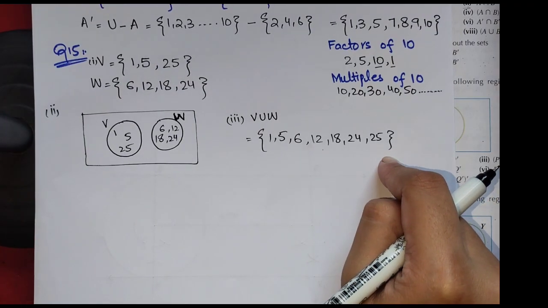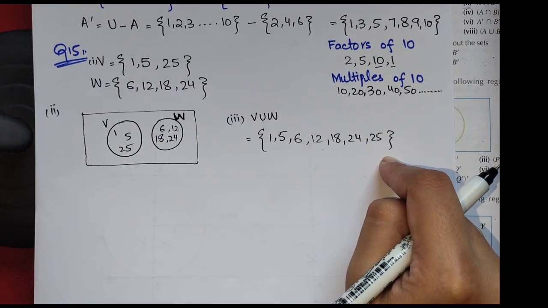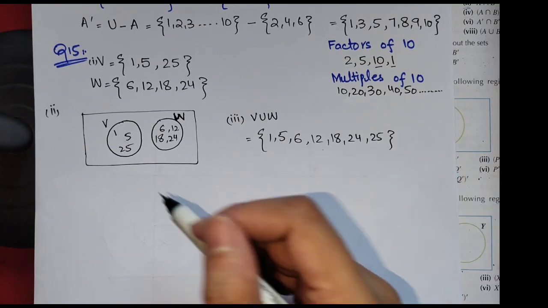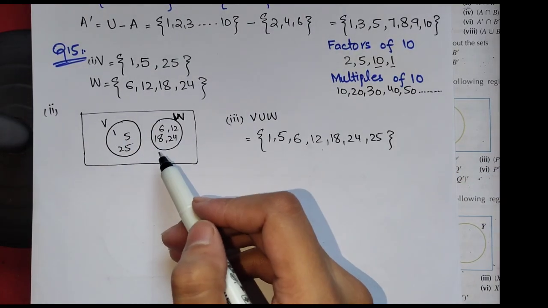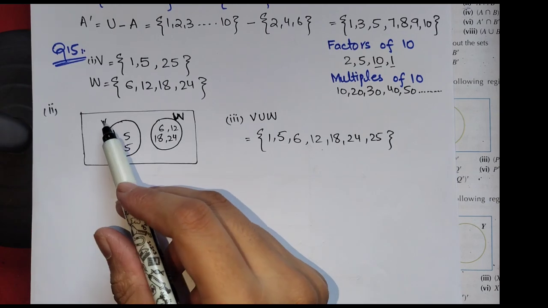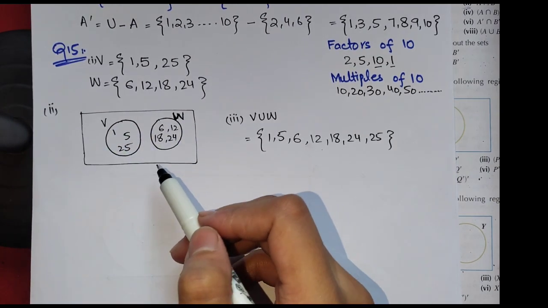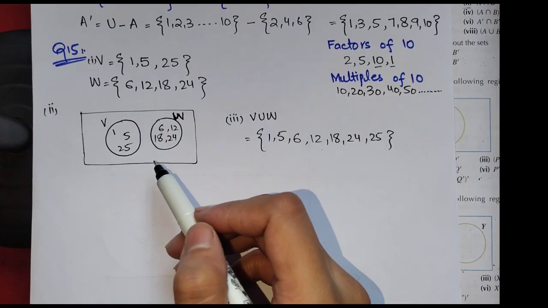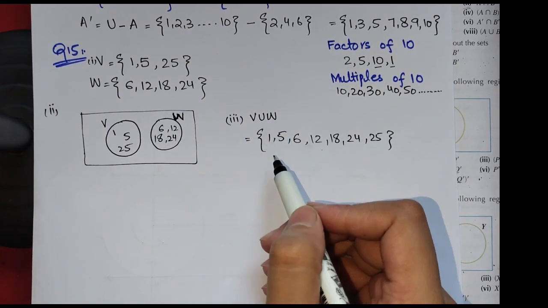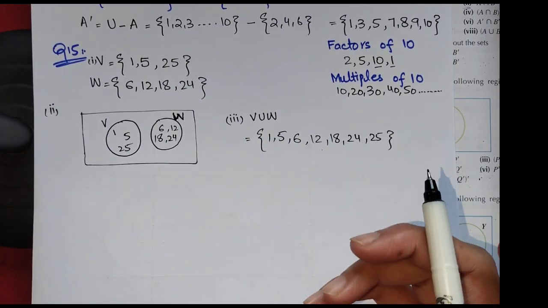It's not necessary, but if you write in order, it is presentable, it's good. So this is the Venn diagram. There is no element in common between V and W, so you make both the diagrams of V set and W set separately, and in the union, this is the union of both the sets.